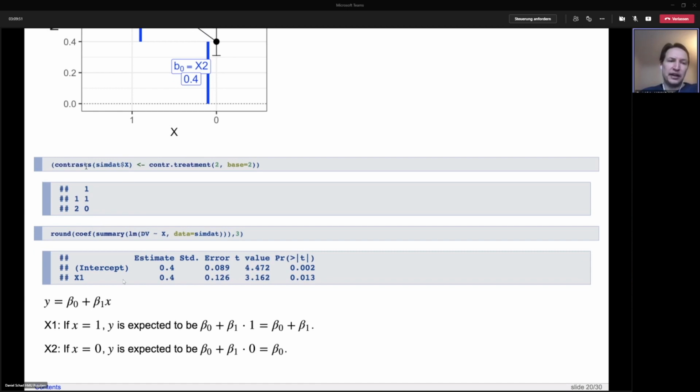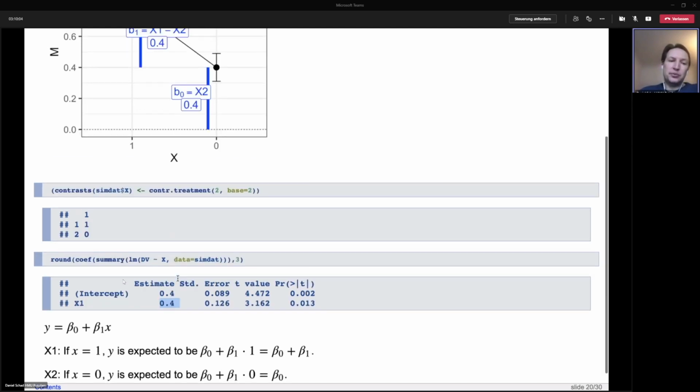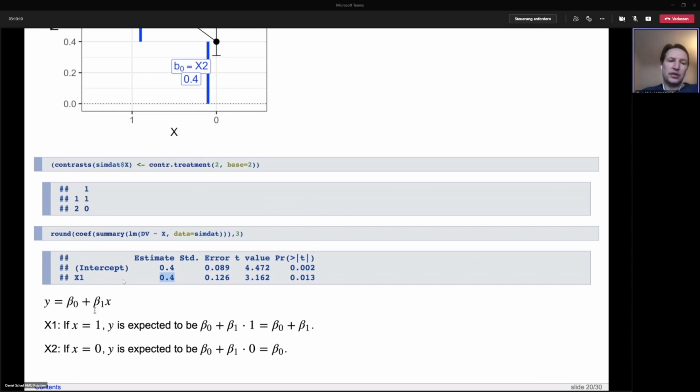And if we specify that like this, so we set the contrast matrix with this new contrast matrix, and run the linear model again, then we automatically get different numbers. We get the 0.4 for the intercept and the 0.4 for the slope. How does this work in the linear regression equation? If we have predicted y equals beta 0 plus beta 1 times x. So for condition x1, we have x equals 1. We can read this in the contrast matrix. For x1, the number is 1 for x. So we can predict y to be beta 0 plus beta 1 times 1, because x is 1.